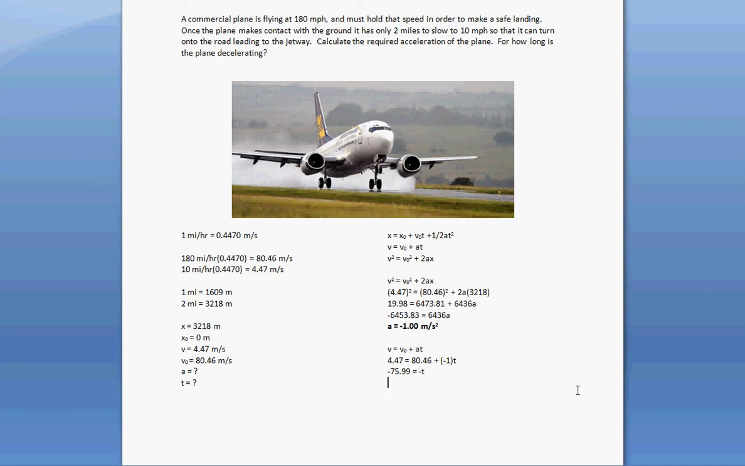So that makes the time equal to 75.99 seconds. And just for good measure, we'll just put that in minutes. So just subtract off 60 seconds for 1 minute. So that's 1 minute, and we'll just round off that last hundredth of a second. 1 minute and 16 seconds for the plane to come to a stop.